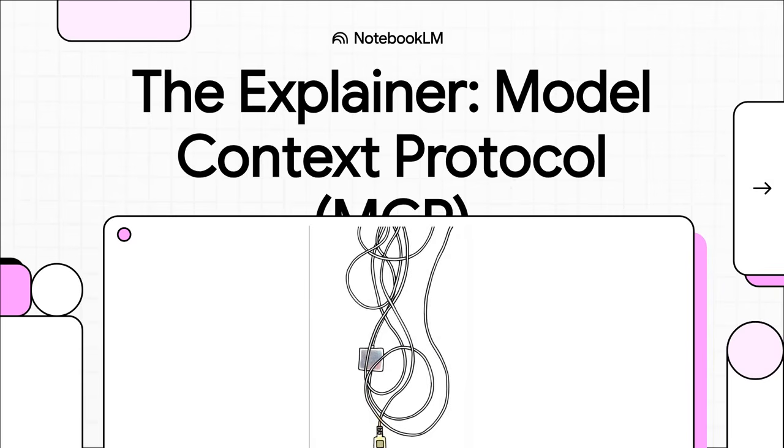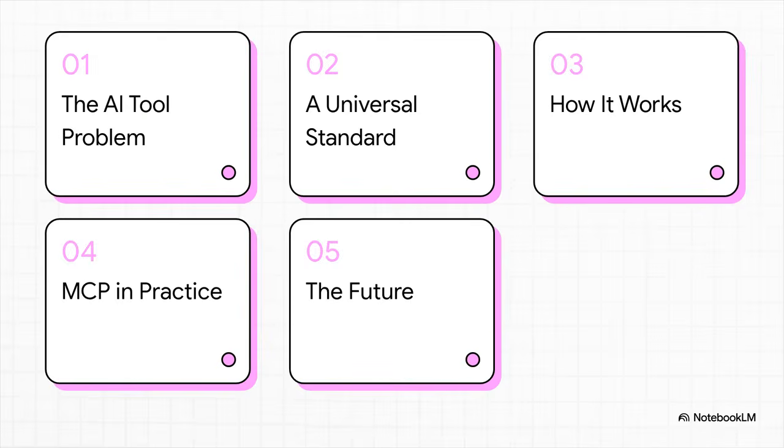Okay, so if you've been anywhere near the AI space lately, you've probably seen this acronym floating around, MCP. That's Model Context Protocol. Today, we're going to demystify it: what it is, why it's such a game changer, and how it actually works. All right, here's how we're going to break it down.